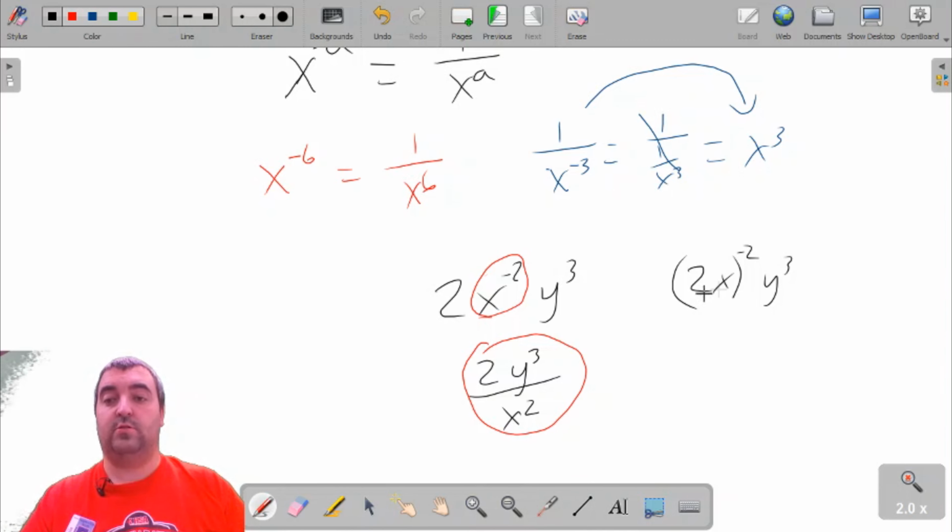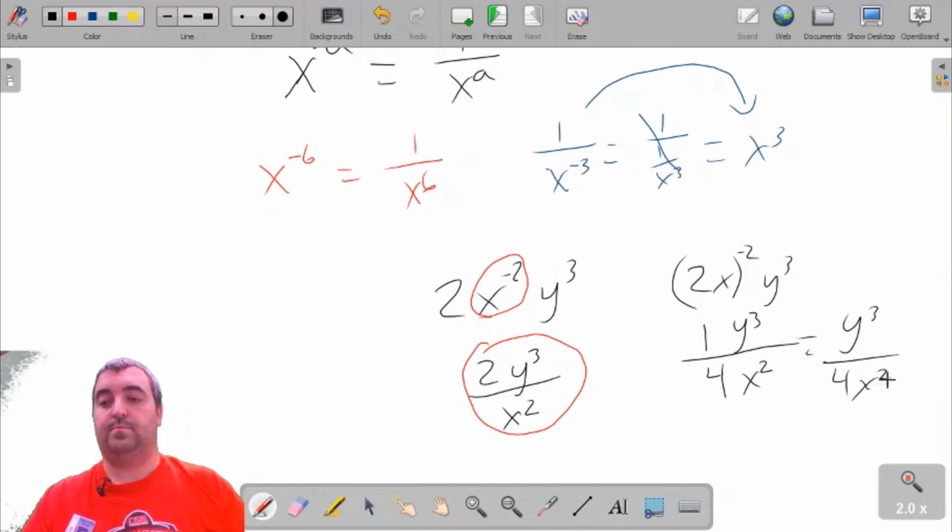Well, now you're applying the negative 2 to both things. So you're going to do 2 to the negative 2, which really means you're going to go 1 in the numerator and 2 squared in the denominator. Well, 2 squared is 4. The x to the negative 2, well, that's going to go in the denominator. And the y to the third is going to stay up top. So that's a perfectly fine answer. If you don't want to write the 1, you don't have to. But yeah, there's that one.